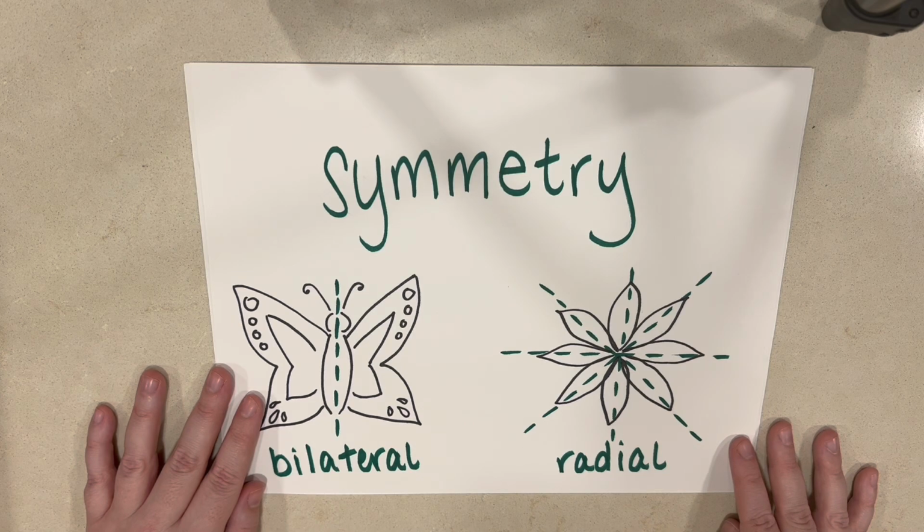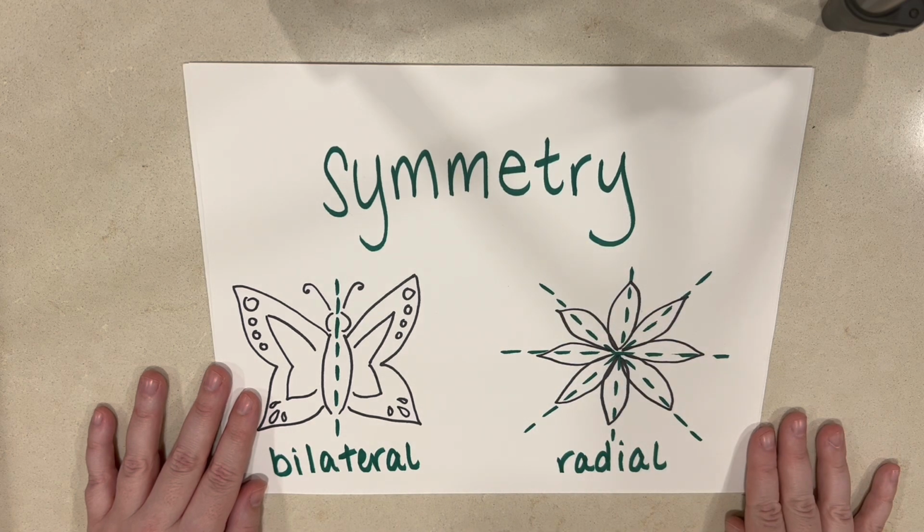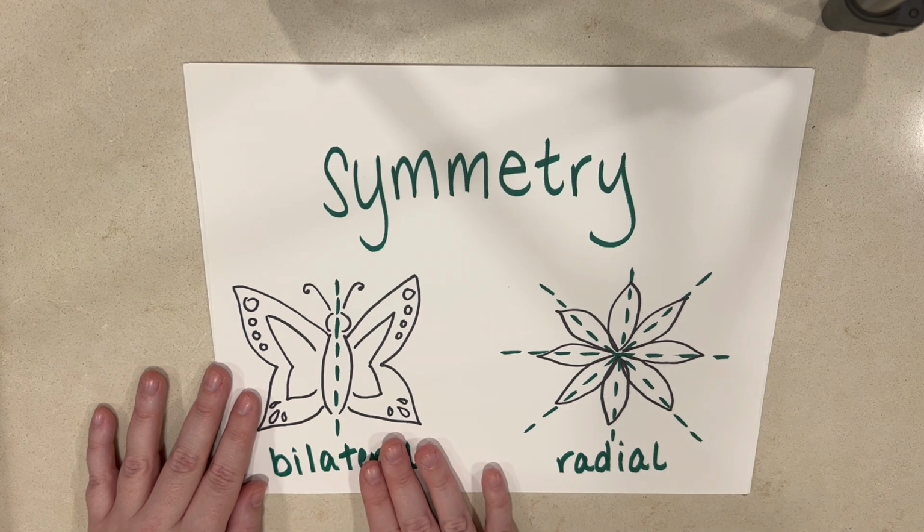Hello, artists. Today we're going to be using our artwork to explore symmetry. Symmetry is when an object or image can be divided into identical parts. Here we've got an example of a butterfly. We find lots of examples of symmetry in nature.